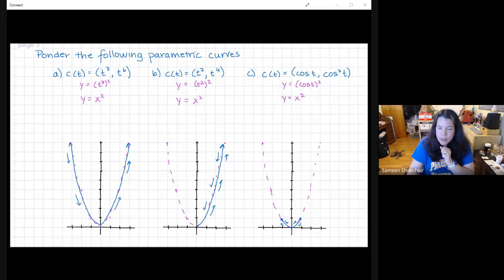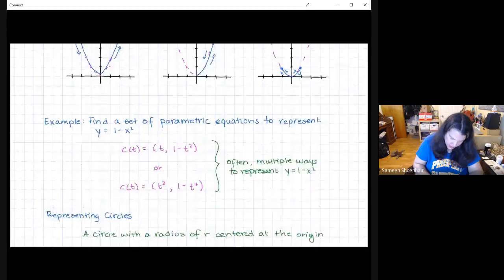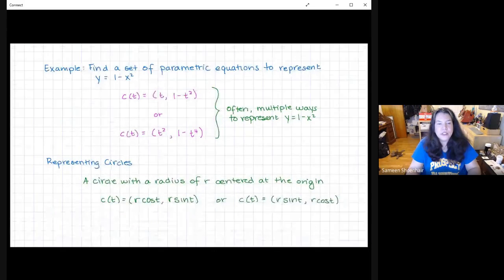Okay, so what do we have next? Oh, okay, so just real quick, some more basics about parametric equations. If we want to find a parametric equation to represent this curve, y equals 1 minus x squared, there are different ways you can do it. One way you can always do it is, since this is solved for y, let's just let x equal t, and then we'll replace the x with a t in the y equation. So that always works.